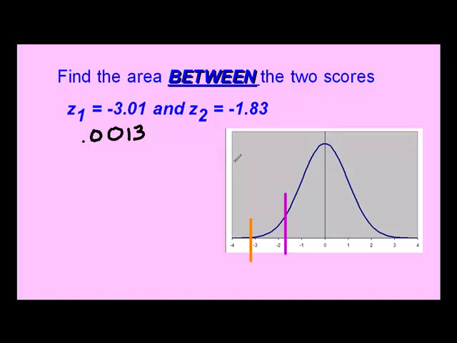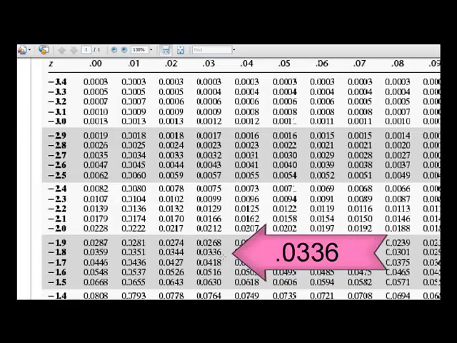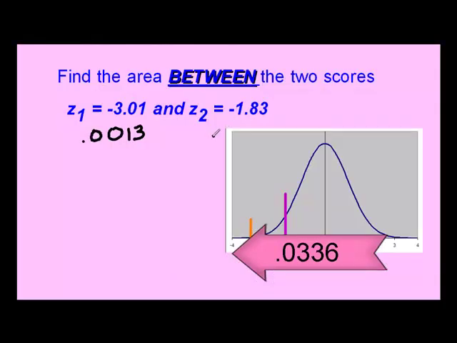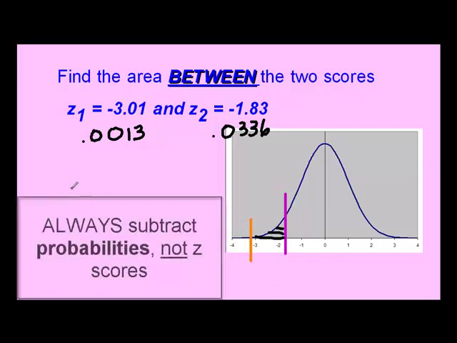The probability of the second, still on the negative chart, negative 1.83, leads us to a probability of 0.0336. I'm looking for this shaded portion of the curve right here. How much is shaded? We subtract the probabilities. Big minus small.